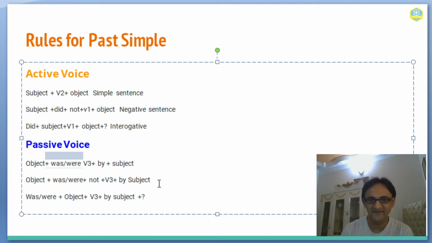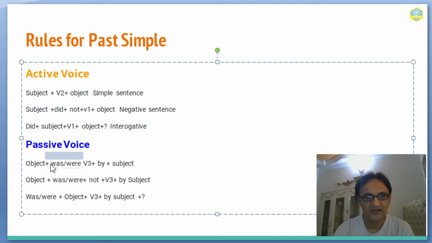But if it isn't in the present or past simple, then you have to use the continuous tense. So these helping verbs you have to focus on. Here we are using the helping words of the present or past continuous, was and were. So object, helping words was and were, and here instead of the second form of the verb we'll use the third form of the verb. Another major change is by, as I have mentioned and keep mentioning.